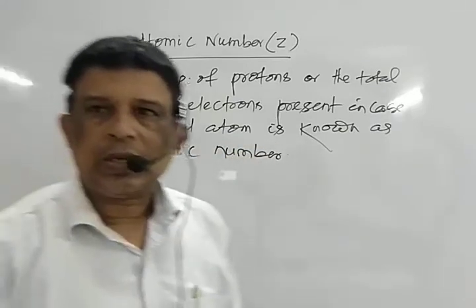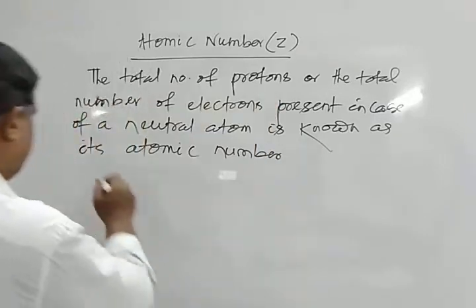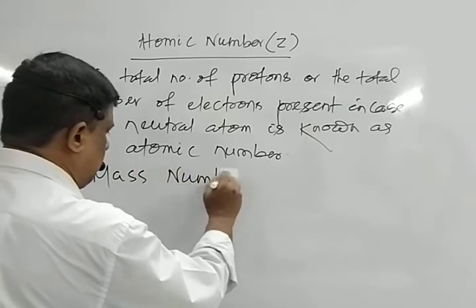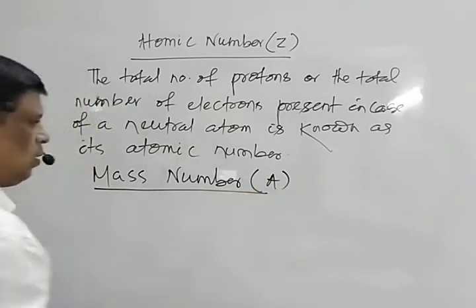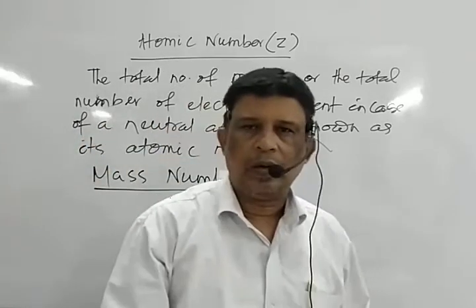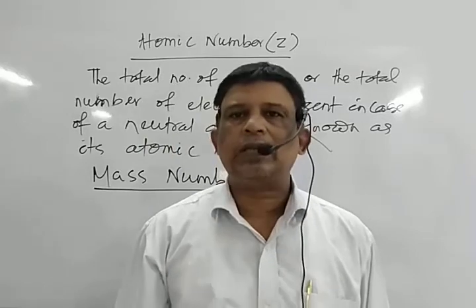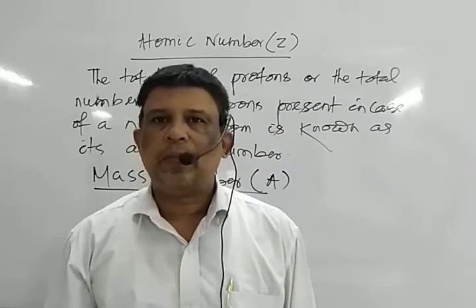Next, we discuss another term, that is mass number. What is mass number? It is represented by the symbol A. What do you mean by the mass number? The total number of protons and neutrons of an atom is known as its mass number.